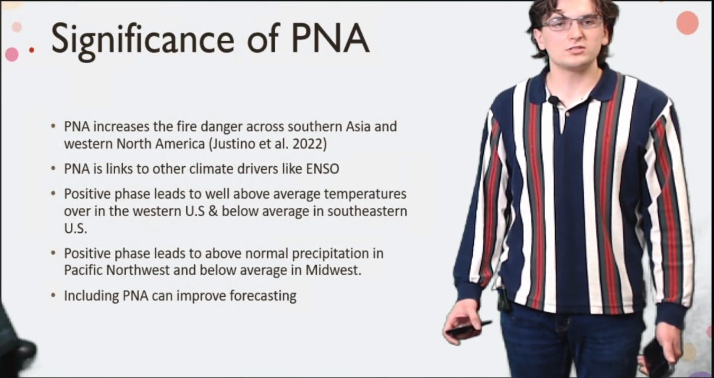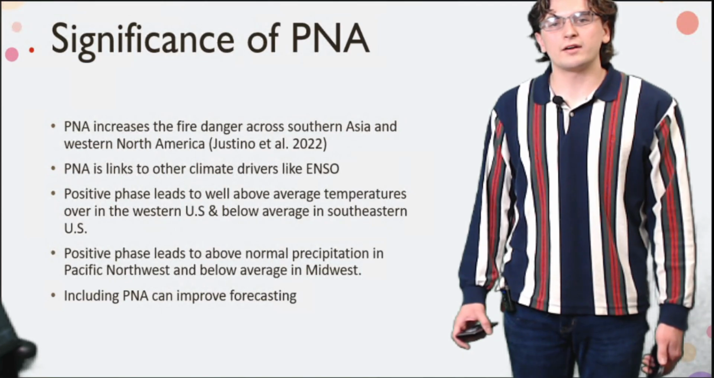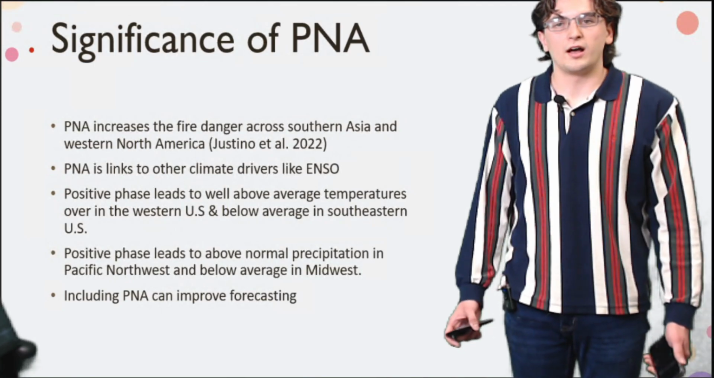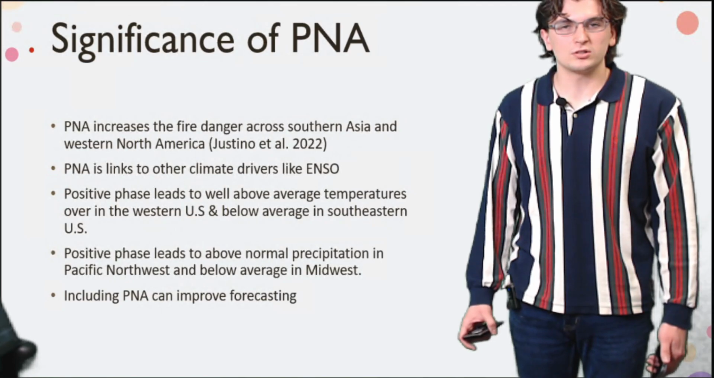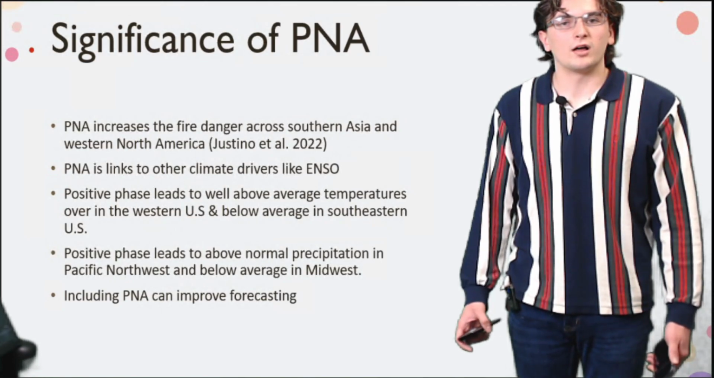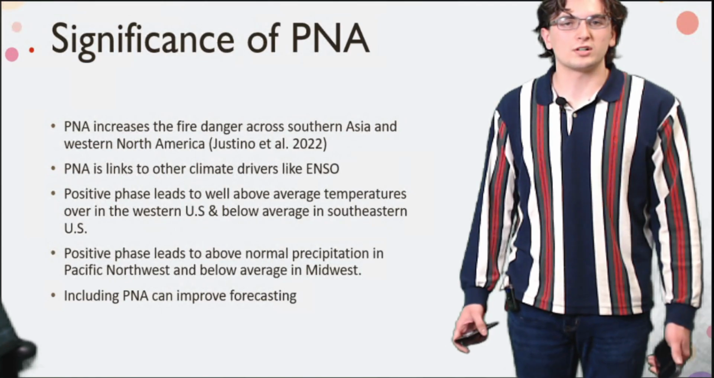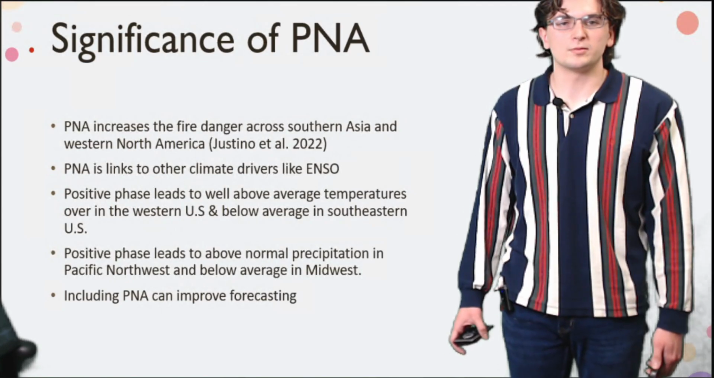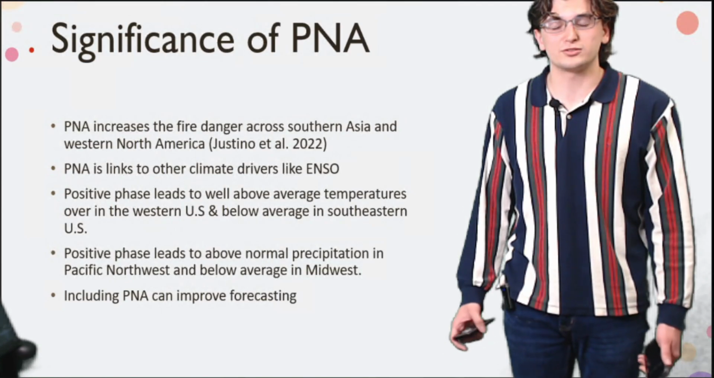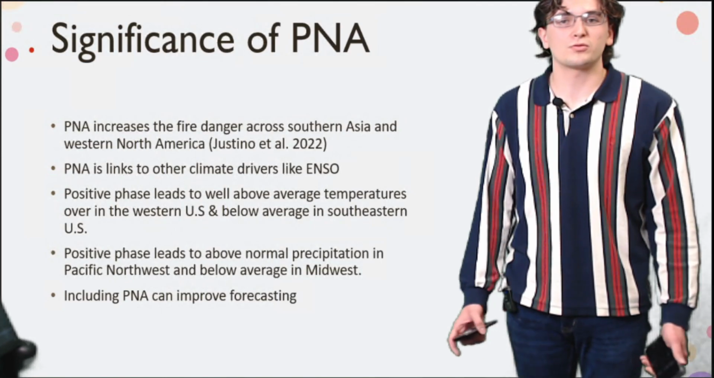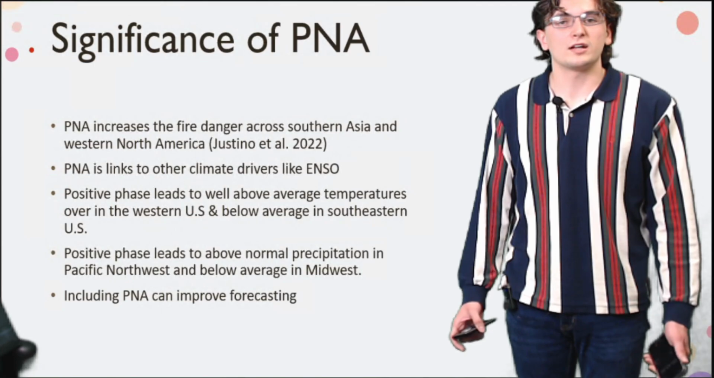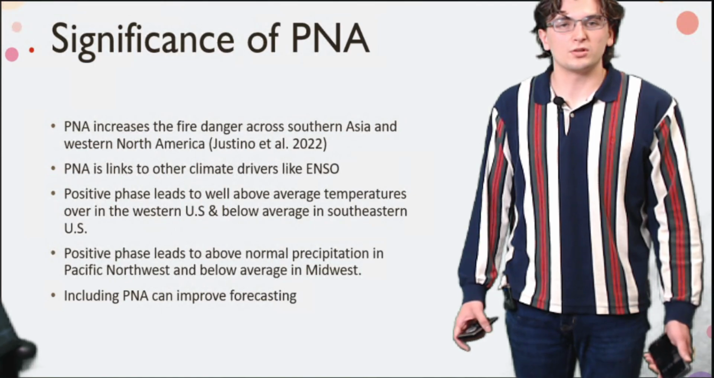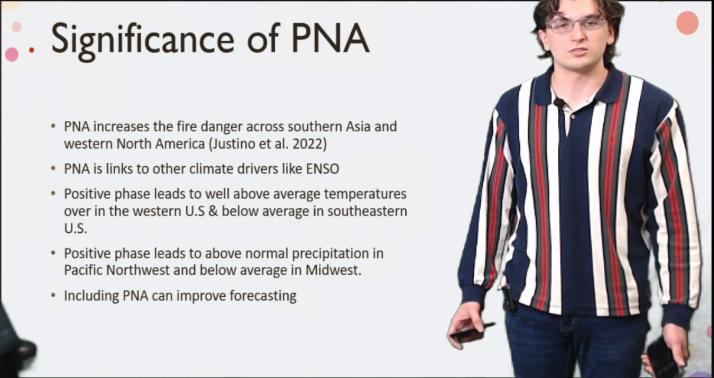In addition, the positive phase of the PNA pattern leads to well above average temperatures in the western United States and below average in the southeastern United States. Because the PNA pattern controls both temperature and precipitation to some degree, that is another reason to study it. In addition, the positive pattern leads to above normal precipitation in the Pacific Northwest and below average in the Midwest. Because of these far-reaching areas throughout the whole country, that is another reason why the PNA pattern is studied: its significant ability to influence the weather in the United States.